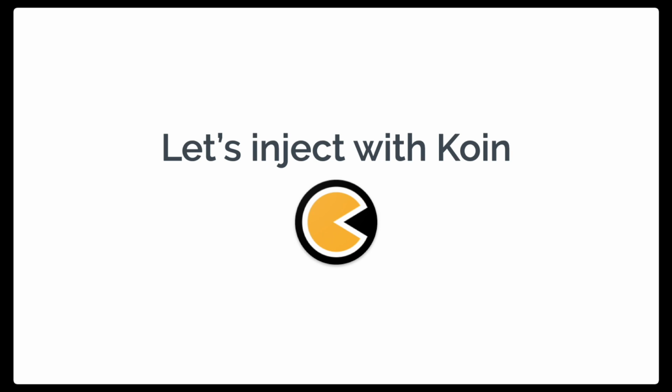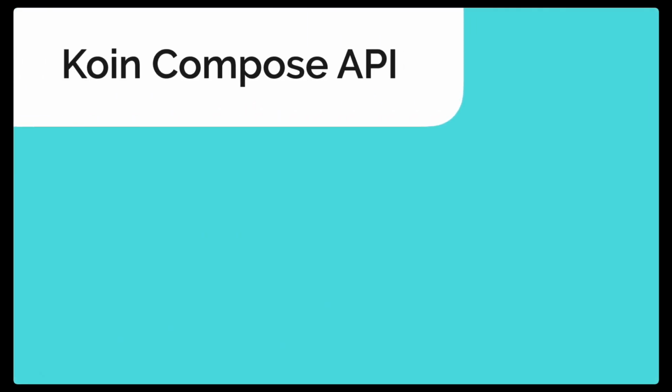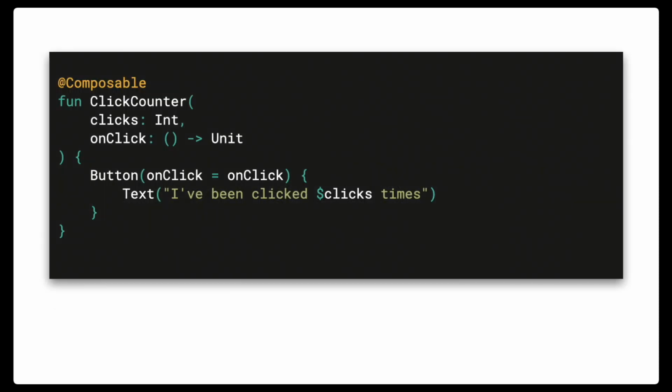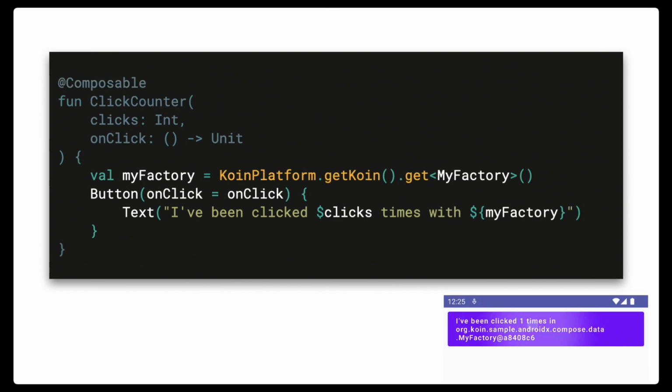Let's now inject Koin inside a composable. Let's use Koin inside Compose. For this, you just need Koin Compose or Koin Compose Navigation if you are using view model navigation APIs. At the time of this video, Koin is in version 3.5.3. To inject inside a composable, you can use directly access to Koin with KoinPlatform.getKoin that is accessing your current context of Koin, and then you can retrieve any dependencies.